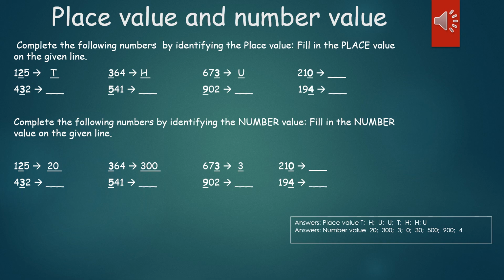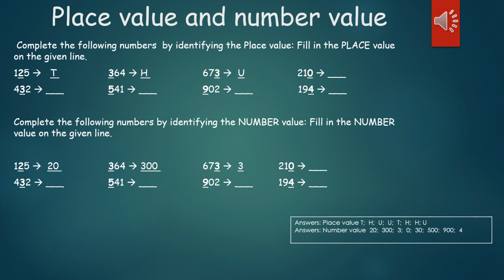541, the 5 will be in the 100th house. 902, the 9 will be in the hundredth house. And 194, the 4 will be in the unit house.